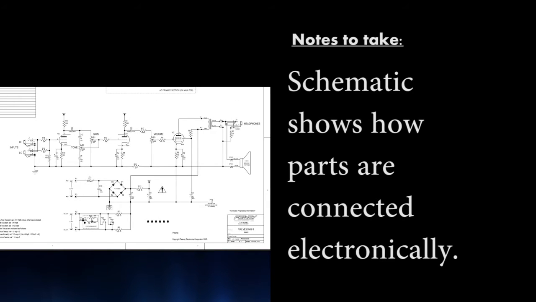This is called a schematic. Now, it doesn't look like the circuit board, and it doesn't look like the assembly drawing. It looks totally different. That's because the schematic is a representation of how all the parts are supposed to be connected electrically, but it doesn't represent the actual placement of the parts in the physical world, in real life.